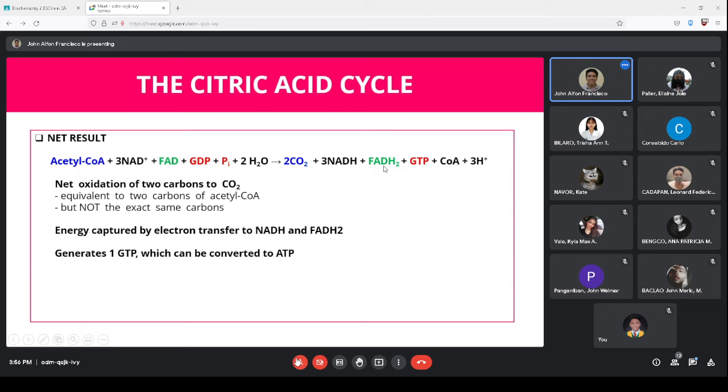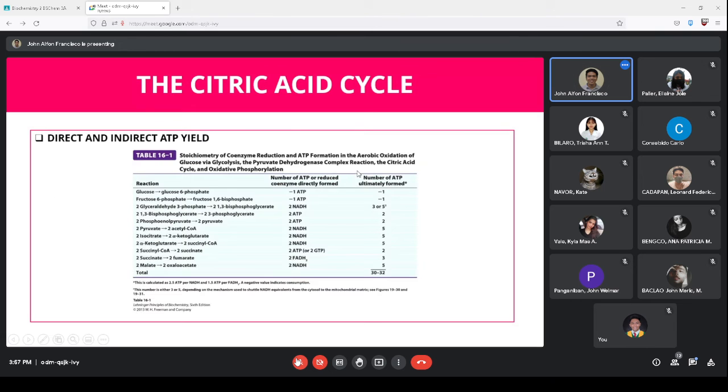Itong tatlo na yan is a very important signal para malaman natin kung gaano karaming energy yung kailangan natin. Okay? Napaproduce natin. It generates 1 GDP which can be converted to ATP. Okay? Si GDP will be converted to ATP. Si FADH2 and NADH, yung protons nila will be involved in electron transfer. Okay? So this is the direct or indirect ATP yield of your citric acid cycle.